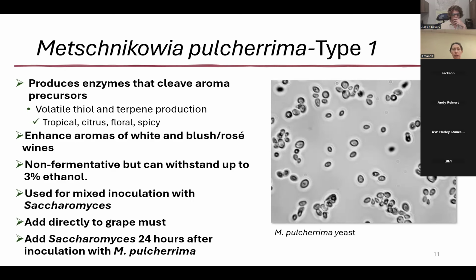And it's really notable for enhancing aromas of whites and rosé wines. It can withstand up to 3% ethanol, and it's, of course, used in mixed inoculation with Saccharomyces cerevisiae. So Saccharomyces will be added 24 hours after Metschnikowia.